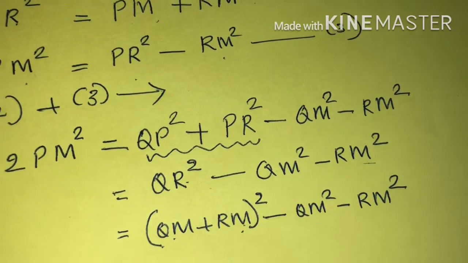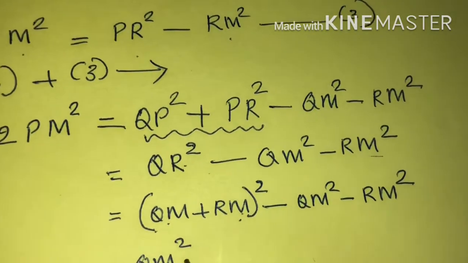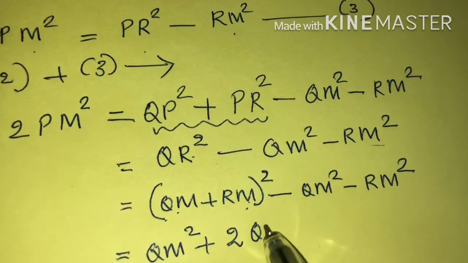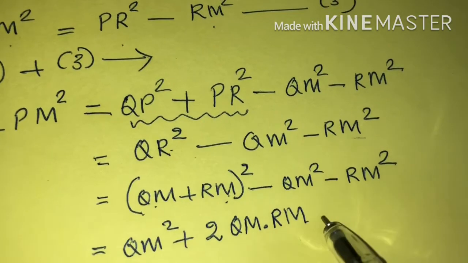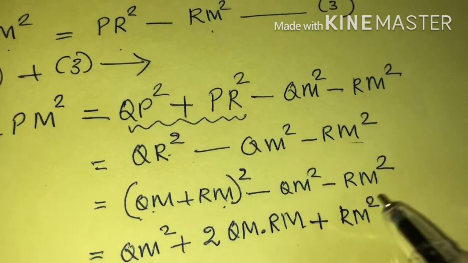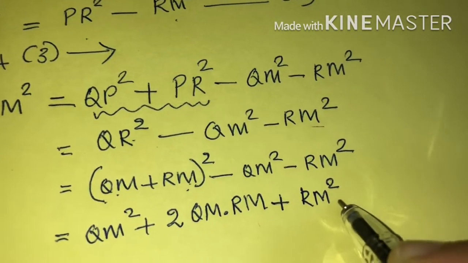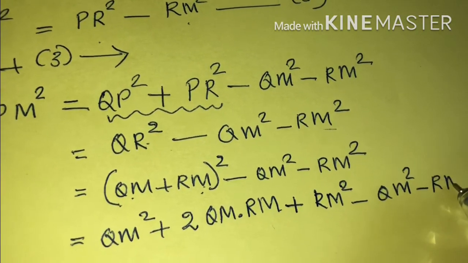Let's open using the identity A plus B the whole square. What is A plus B the whole square? A square plus 2AB plus B square. Same way we can open that bracket. QM plus RM the whole square, we can write QM square plus 2 times QM times RM plus RM square. So we get the expansion of that minus QM square minus RM square.